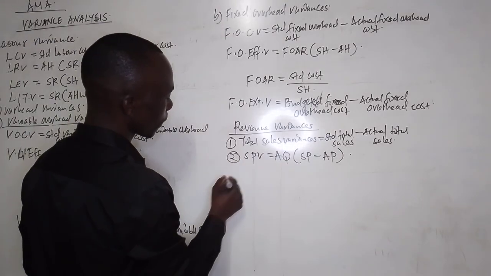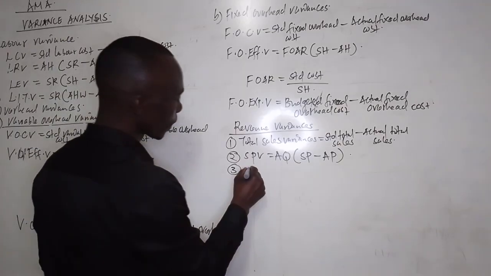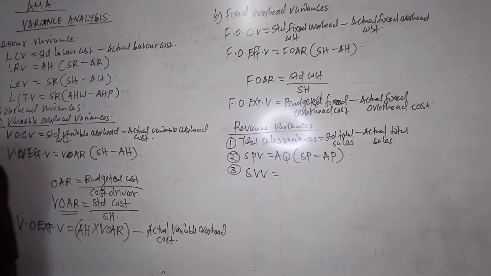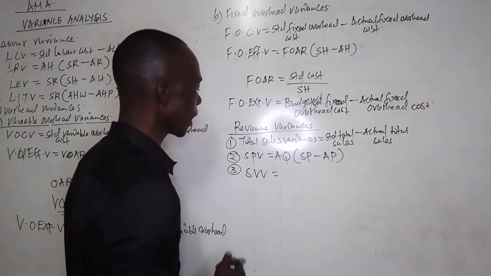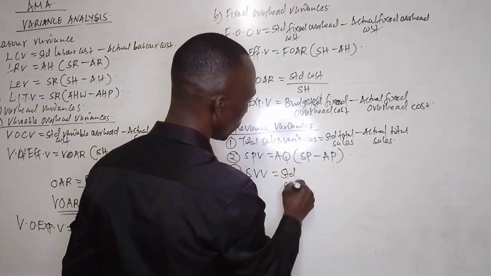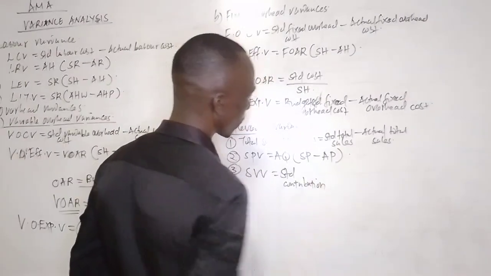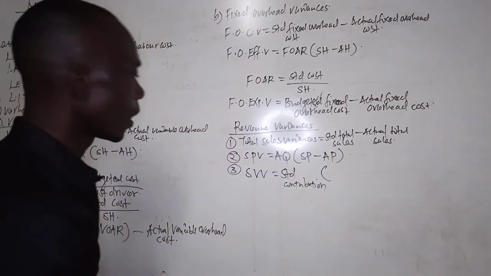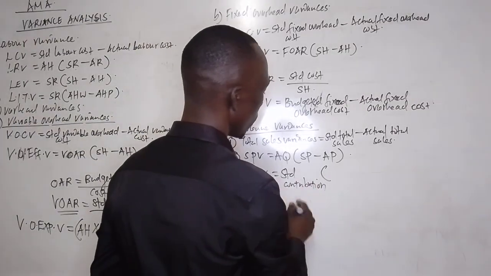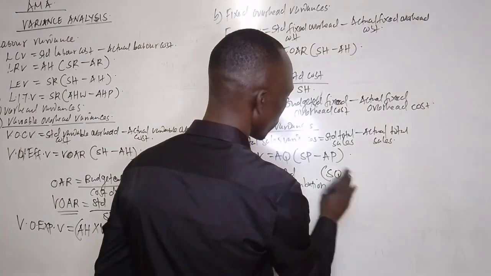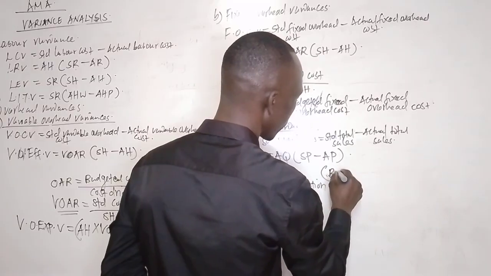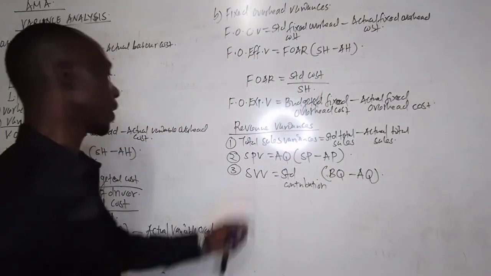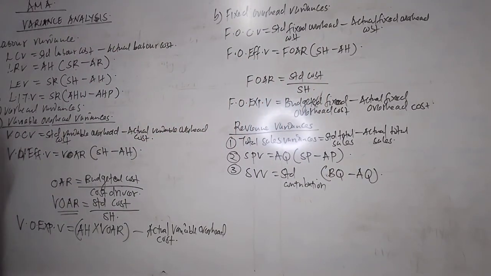So other than the sales price variance, number 3, we can talk about the sales volume variance. So how are you going to get the sales volume variance in this case? The sales volume variance will be given by the standard contribution, into the standard quantity, or we can use what we call the budgeted quantity, less the actual quantity. That is how you are going to get the sales volume variance.